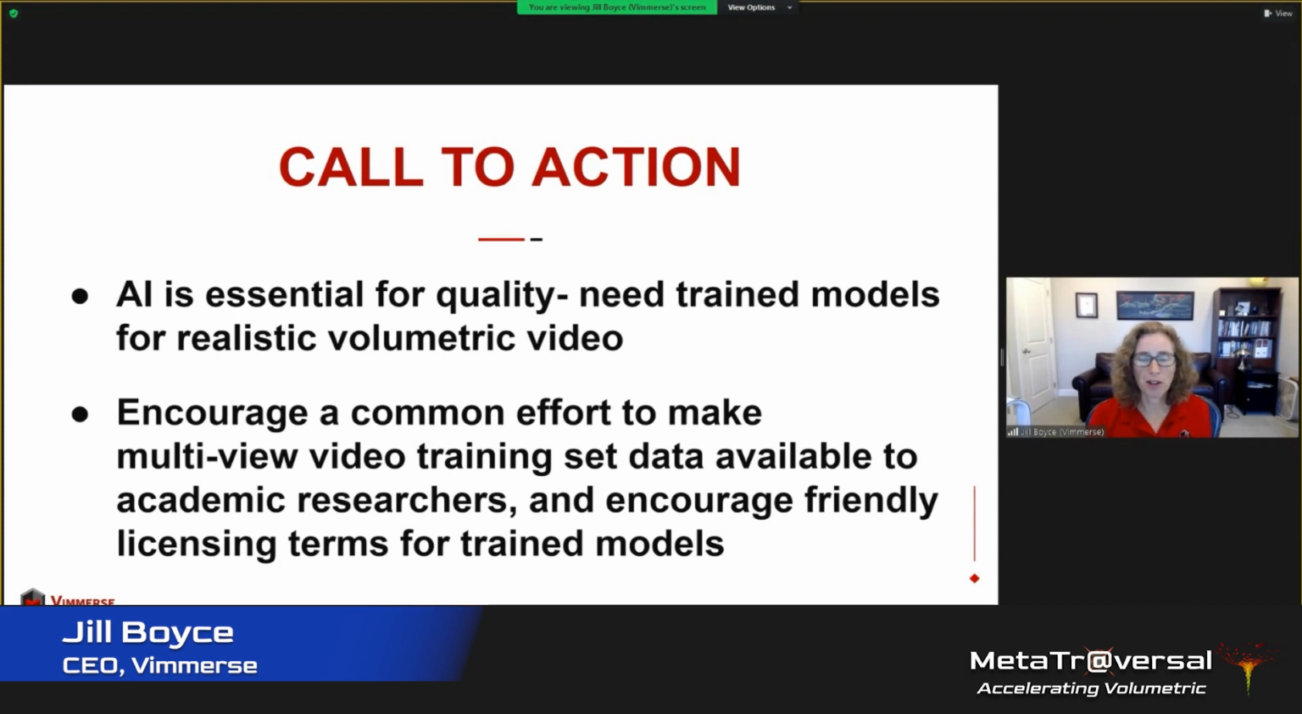to get better AI models. I encourage a common effort to make multi-view video training data available to academic researchers, so that we can encourage friendly licensing terms for commercial usage of the trained models. We see so much activity going on with NeRF and generative AI, but we need the realism of real capture. There are not good datasets out there for multi-view video, which, if we had it, could encourage a lot more academic researchers to work on it.